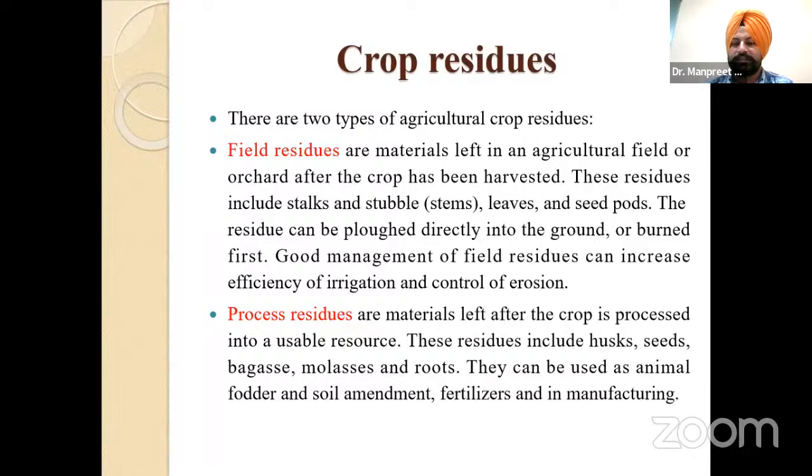Another is processed residues. These are the materials which are left after the crop is processed.